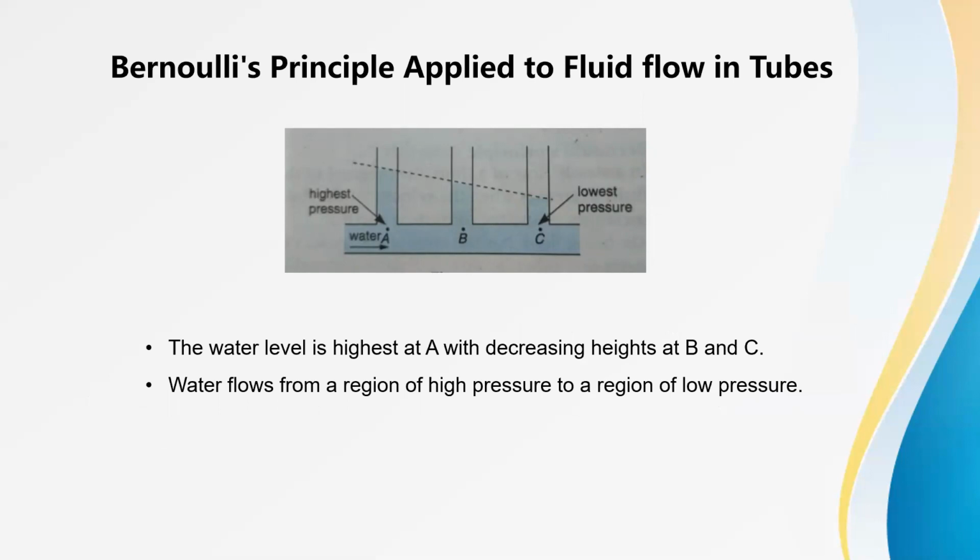Bernoulli's principle applied to fluid flow in tube. The figure shows water flowing in a tube from A to C. The water level is highest at A with decreasing heights at B and C. This is because water flows from a region of high pressure to a region of low pressure.